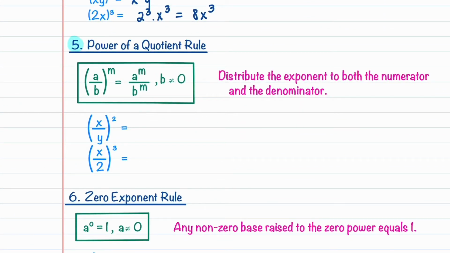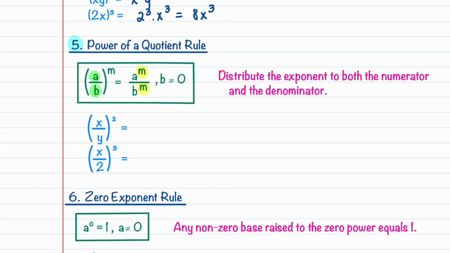Law number 5 is called the power of a quotient rule. This is similar to the one that we just looked at, the power of a product rule. When we have two factors that are divided and raised to a power, all we have to do is distribute our power or our exponent to both the numerator and the denominator.